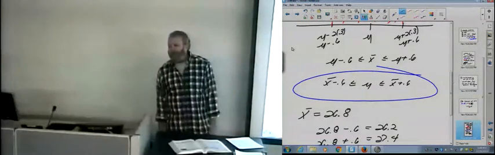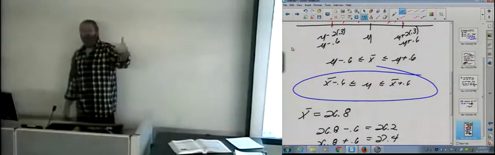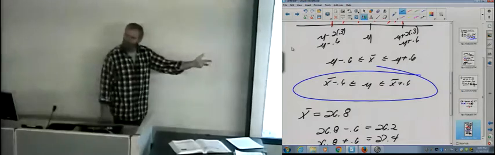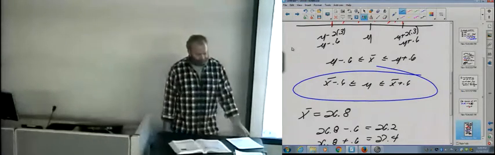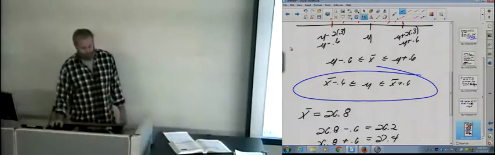That's exactly what I just said. If x bar is within 2 standard deviations of mu, then mu is within 2 standard deviations of x bar. All right? Now, something you want to notice that I didn't say.